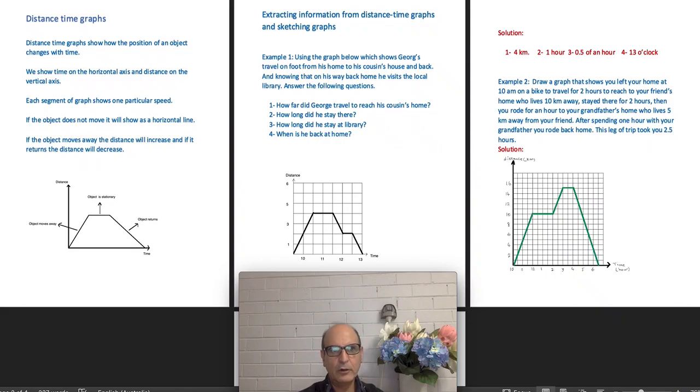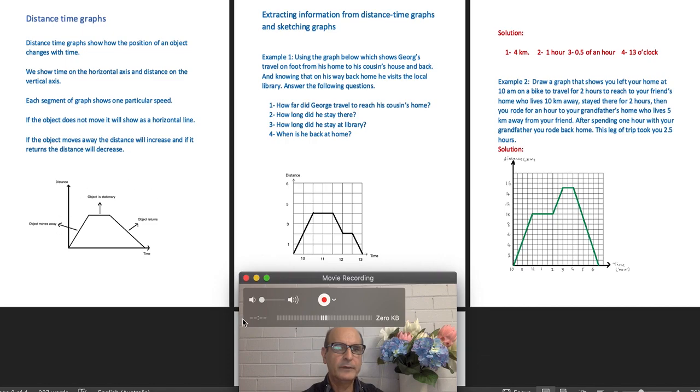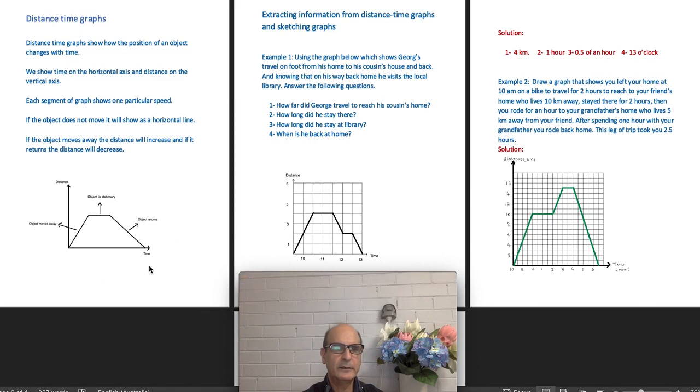Hello. Today's lesson is about distance-time graphs. These are the graphs that show how the distance of a person or an object, like a car, changes with time. It is usually in this form. You have your distance on the vertical axis and your time on the horizontal axis.